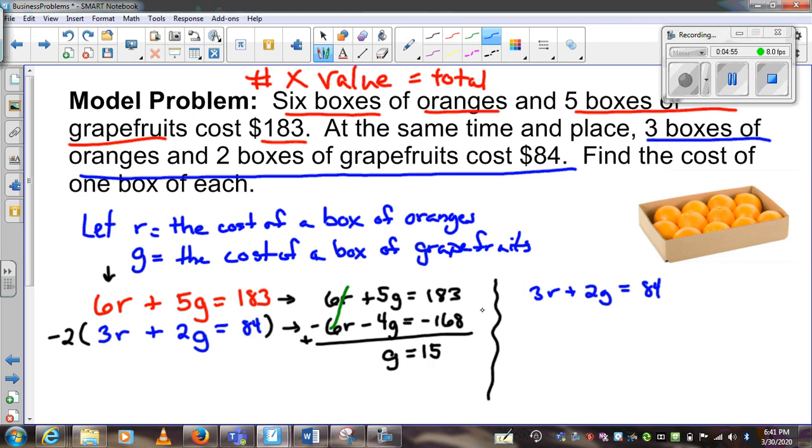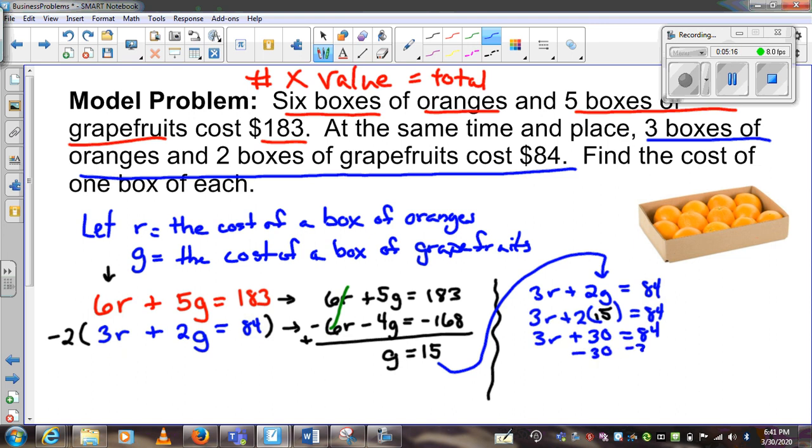I'm going to take that 15 and put it right here in place of the G. So I now have 3R plus 2 times 15 equals 84. So 3R plus 30 equals 84. Let's minus the 30 from both sides. And I get 3R is equal to, let's see, 4 minus 0 is 4, 8 minus 3 is 5, so 54. So we're going to divide both sides by 3.